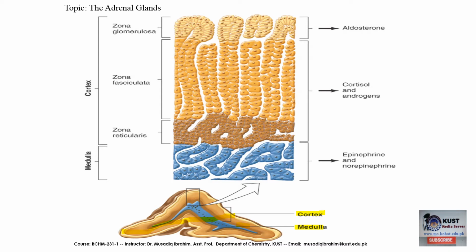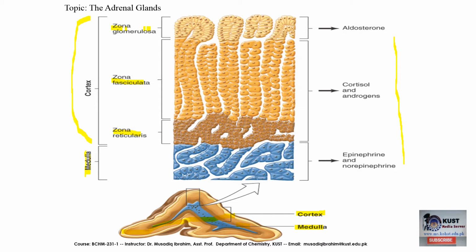So let's see, if you magnify this cross section, then you can see that one portion of the adrenal gland is the adrenal cortex, which is this one, and further this adrenal cortex has three regions. The first one, the outer region, is zona glomerulosa, the middle region is the zona fasciculata, and the interior region is zona reticularis. And after this you have the inner portion of the adrenal gland, which is the adrenal medulla.